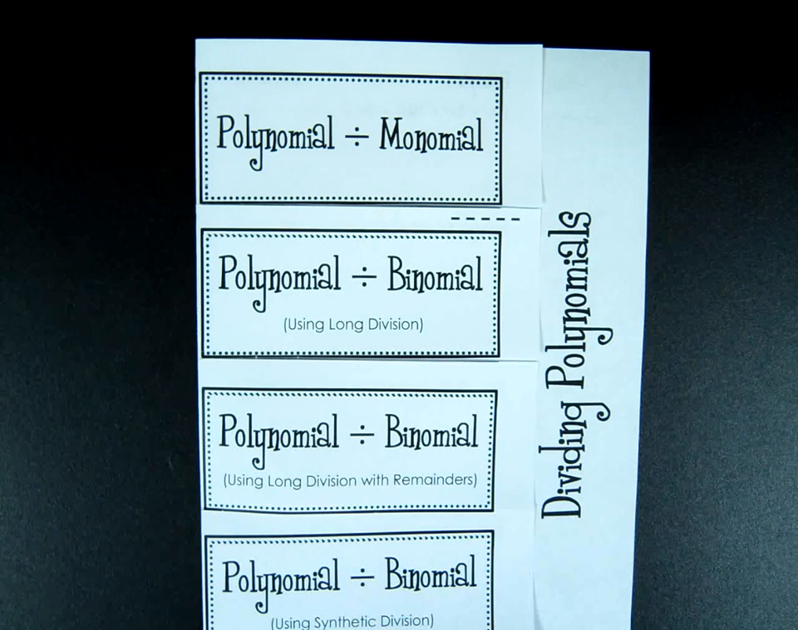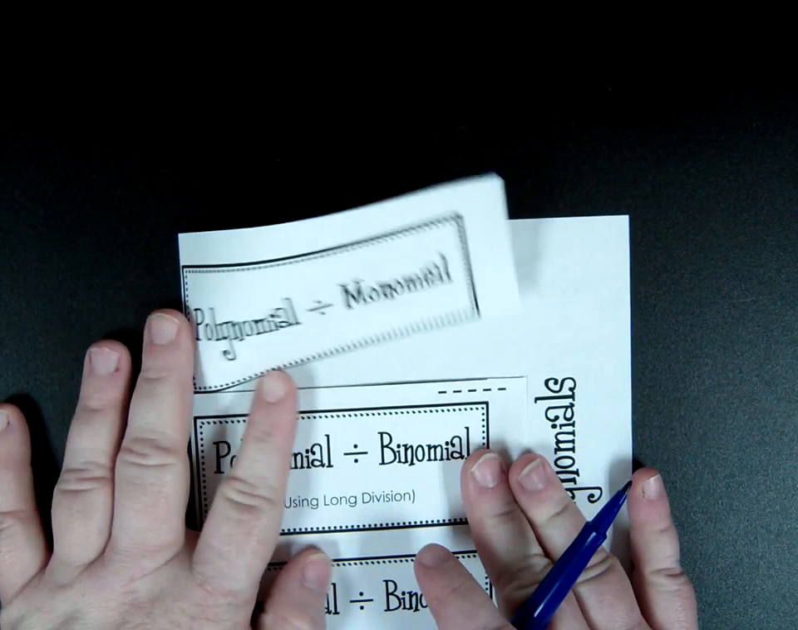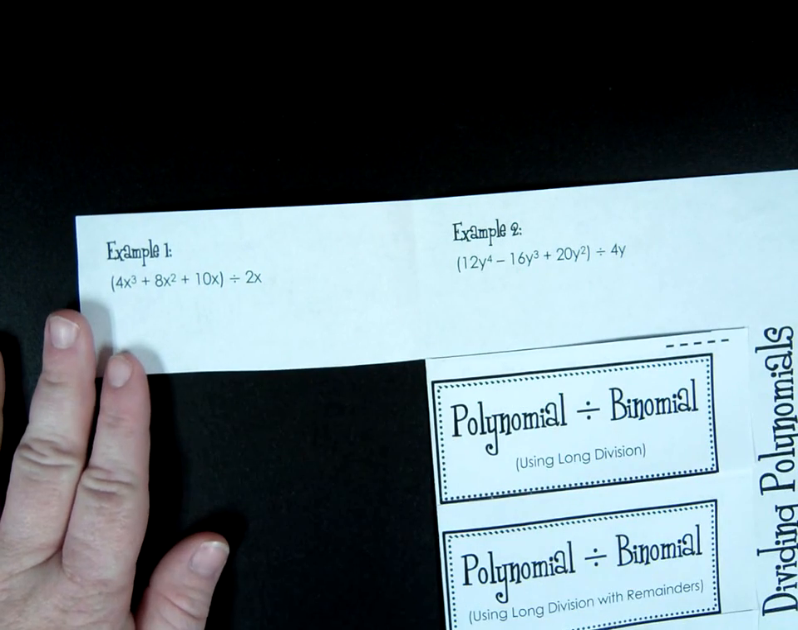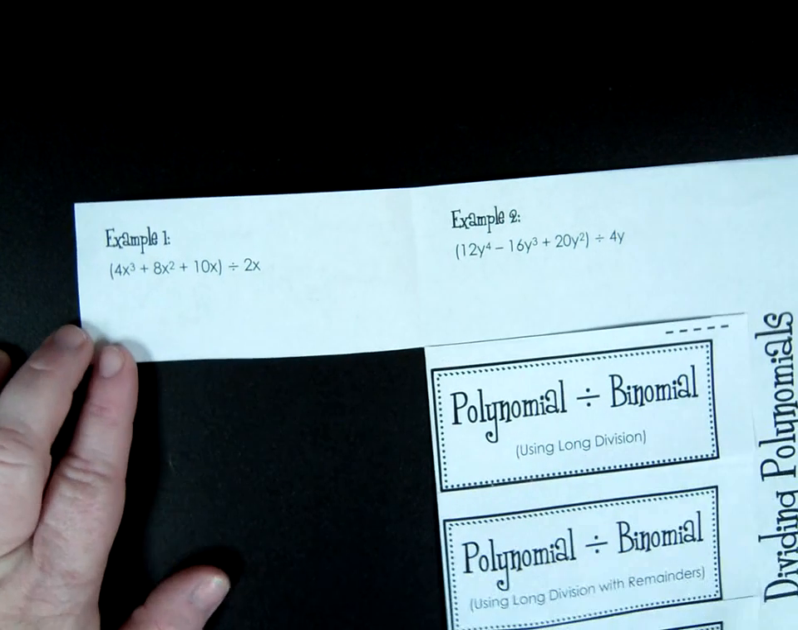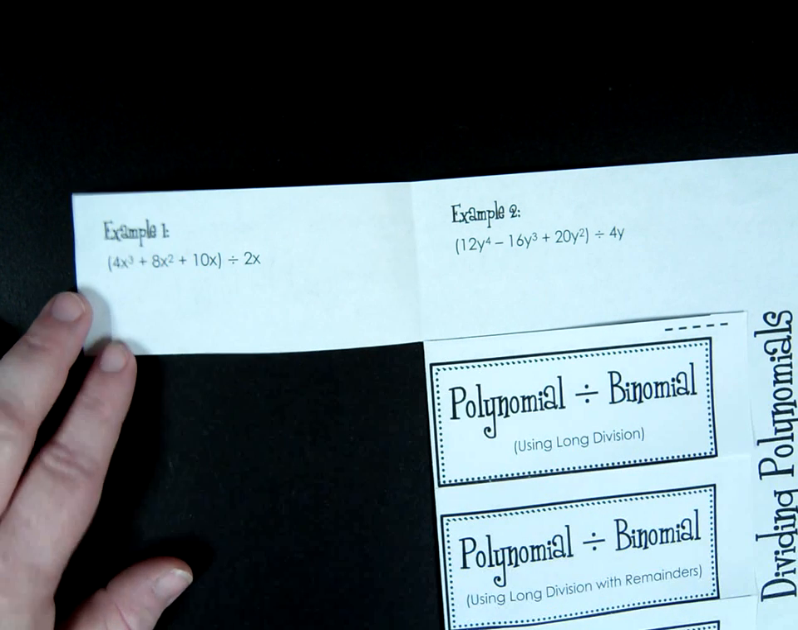Alright guys, so today we are going to be dividing polynomials. So the first thing that we're going to look at is dividing a polynomial by a monomial. So let's look at the example. It says 4x to the third plus 8x squared plus 10x, and then we're dividing that all by 2x.